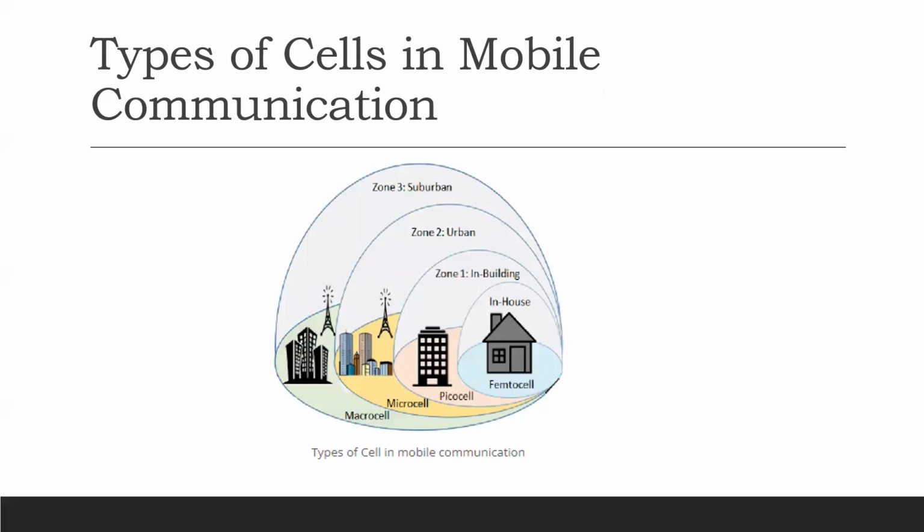There are 4 types of cells in mobile communication, and these include femtocell, picocell, microcell, and macrocell. Let's have a look at these in a much broader way.